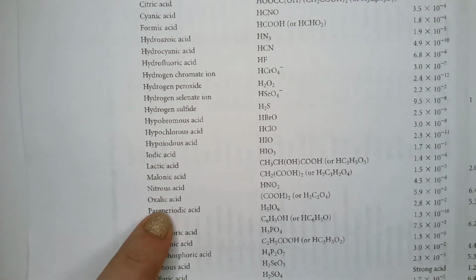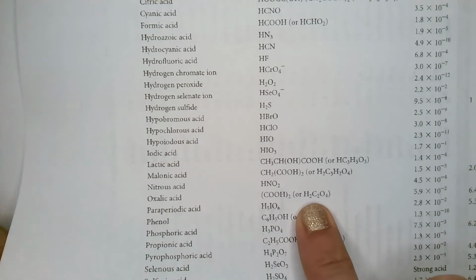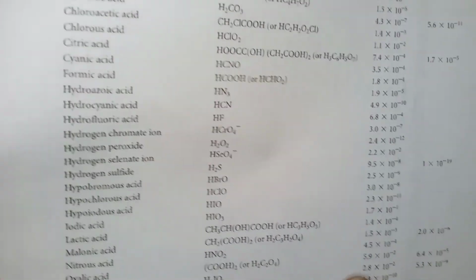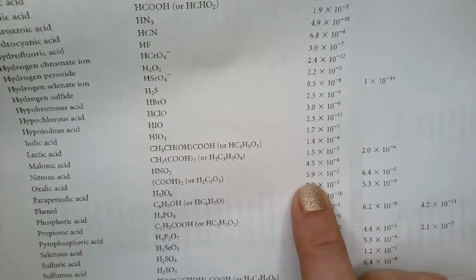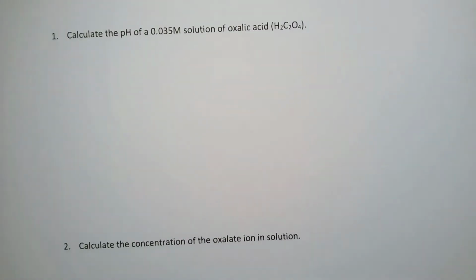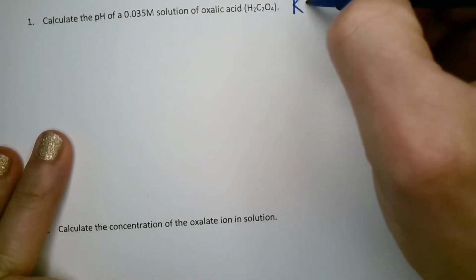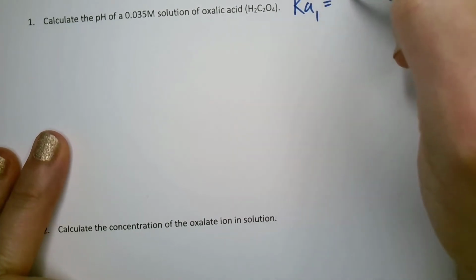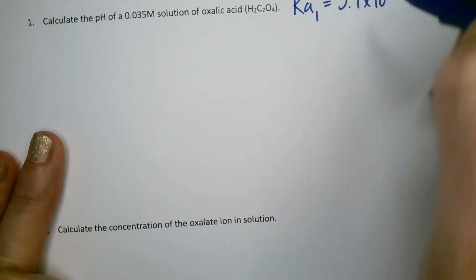And here we have oxalic acid, H2C2O4, and we can see the Ka1 is 5.9 times 10 to the negative 2. We're going to write that down here for a second. 5.9 times 10 to the negative 2.